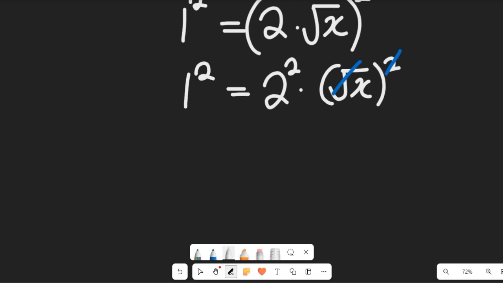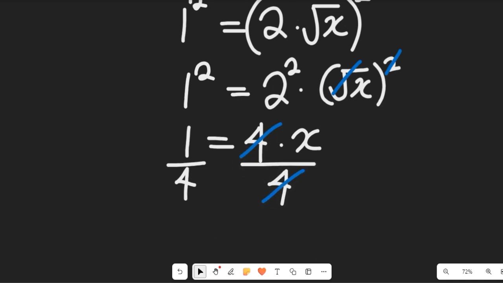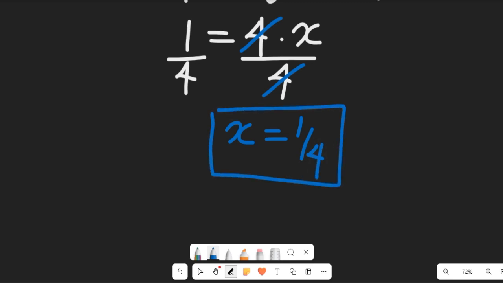And then we'll simply have that expression give us 1 equal to 2 squared, which is 4, multiplying x. And that will give us 4x. So if we divide here by 4 and divide here by 4, 4 is going to simply cancel out 4. And then the value of our x will be equal to 1 divided by 4. And that is the solution to that expression given to us up there. Great. Now you see, very, very easy.